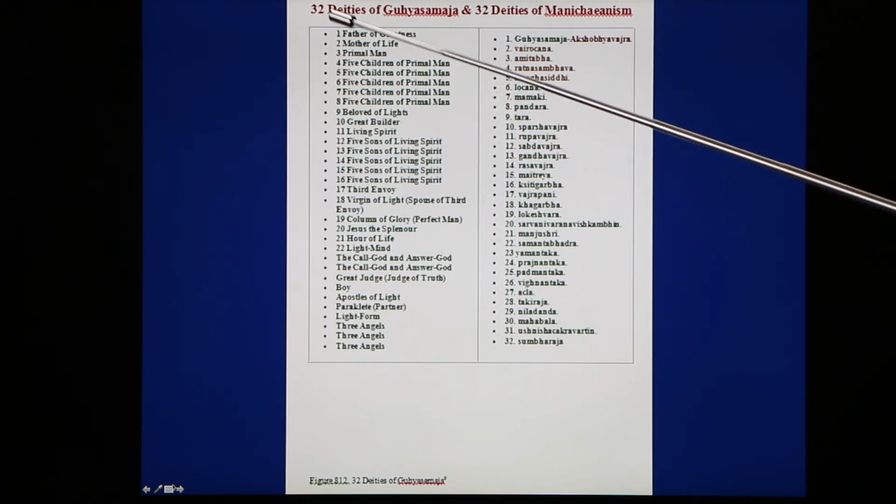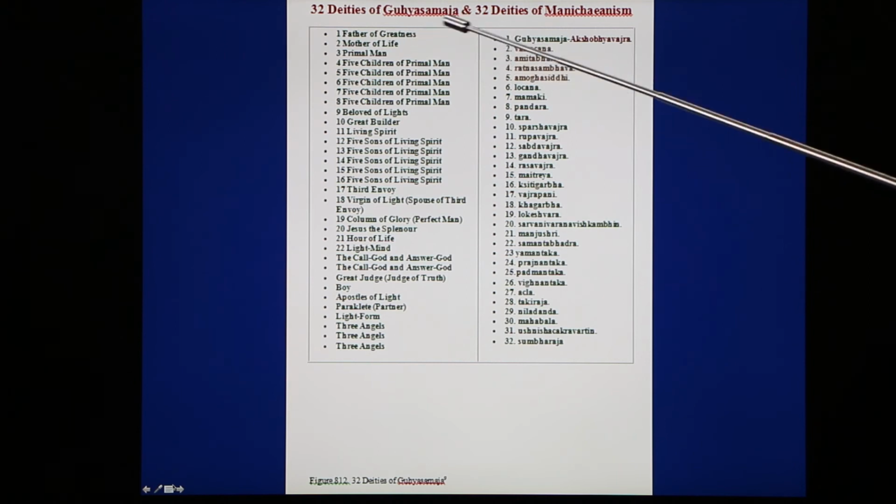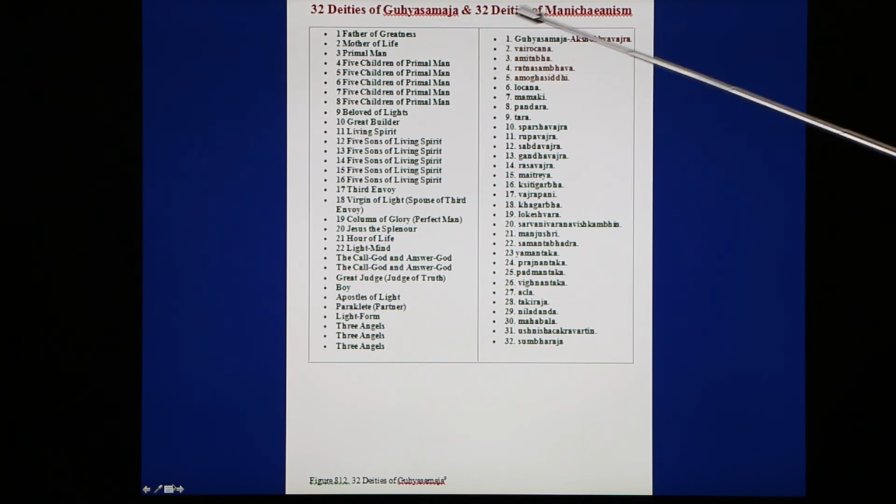And those become, or parallel with that, we have the 33 deities of Guya Maya and the 32 deities of Manichaeanism, which then also get linked with 32 stages of enlightenment and 32 letters again.